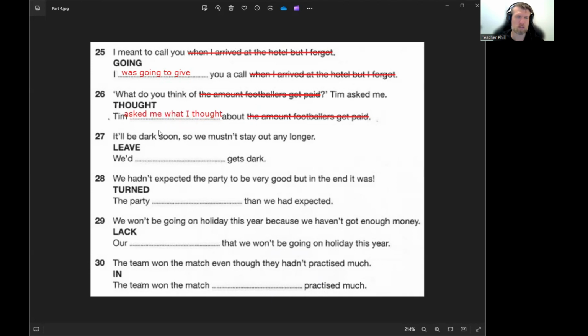So I think I would leave it like this. So again, we have 5 words. Thought is in the gap without any changes. And here, Tim asked me what I thought about the amount footballers get paid. I think the 2 sentences have the same meaning. So I will leave it like this.